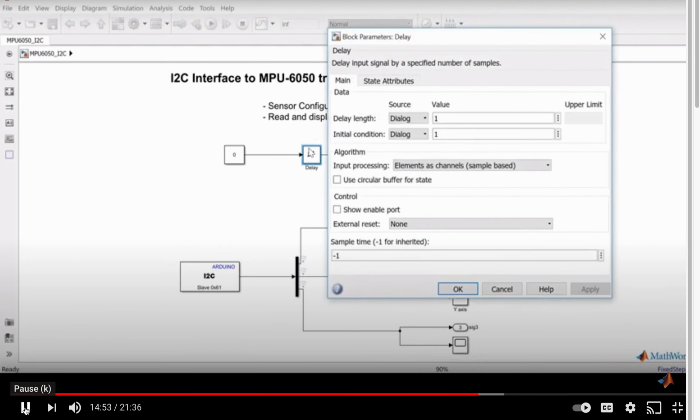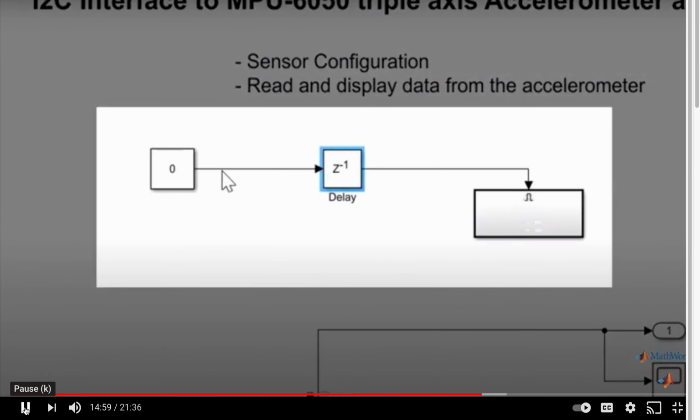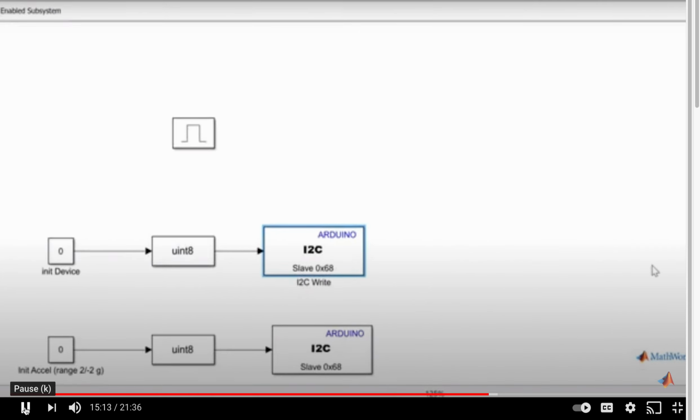This is a delay block. The initial condition is set to 1. The input to this block is 0. And the output from this block goes to an enabled subsystem block. Hence, after the first sample time, the input to the enabled subsystem block would become 0, and this will no longer be enabled. Inside the enabled subsystem block, I have configured 2 of my registers.